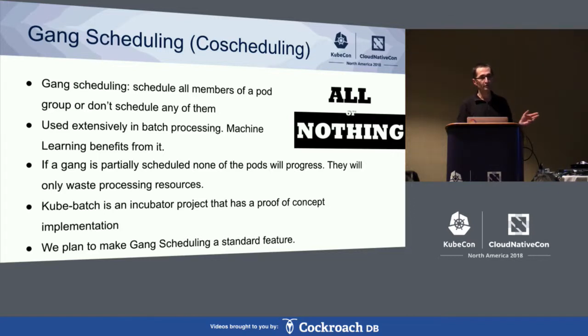What happens is that if you schedule, instead of all of them, like half of them or a portion of them, they will not progress. They'll basically get stuck in whatever state they are. And if they're scheduled, they are just using your cluster resources without making any progress. So in those cases, it's better not to schedule any of them. So gang scheduling helps with that. It has a lot of application in batch processing, and as I said, in machine learning as well.